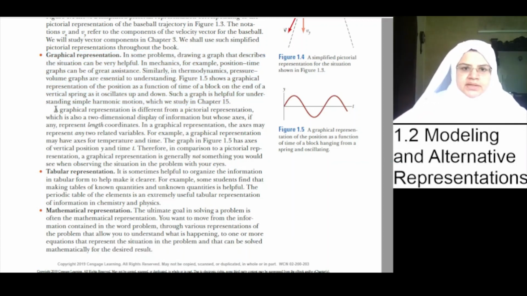A graphical representation is different from a pictorial representation, which is also a two-dimensional display of information, but whose axes, if any, represent length coordinates. In a graphical representation, the axes may represent any two related variables. For example, a graphical representation may have axes for temperature and time. The graph in figure 1.5 has axes of vertical position y and time t. Therefore, in comparison to a pictorial representation, a graphical representation is generally not something you would see when observing the situation in the problem with your eyes.